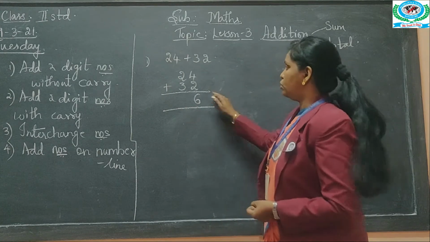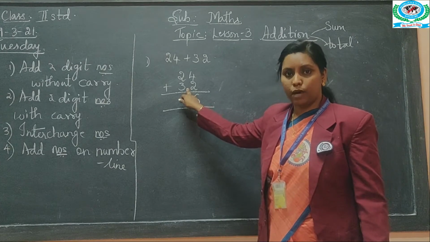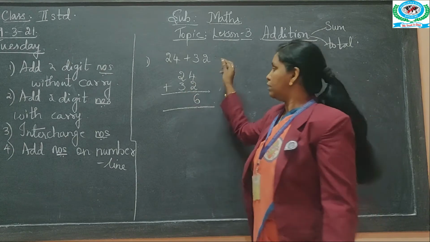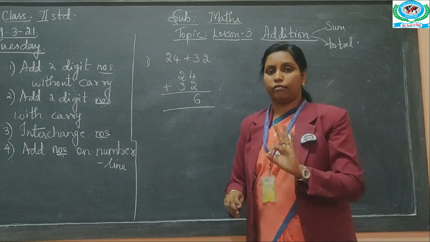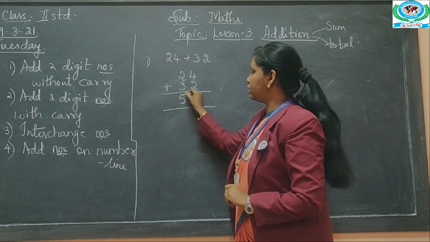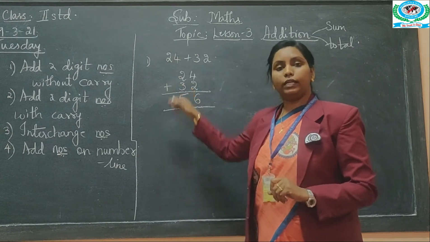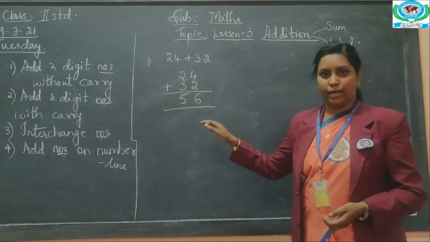So the next numbers are 2 and 3, in tens place value. So here 2 plus 3 is how much? 2 in the mind, 3 in the fingers. After 2, 3, 4, 5. So you are going to write this 5. Like this you will add the two numbers without carrying.